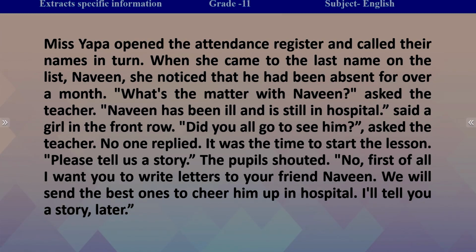Miss Yapa opened the attendance register and called their names in turn. When she came to the last name on the list, Naveen, she noticed that he had been absent for over a month. "What's the matter with Naveen?" asked the teacher. "Naveen has been ill and is still in hospital," said a girl in the front row. "Did you all go to see him?" asked the teacher. No one replied.